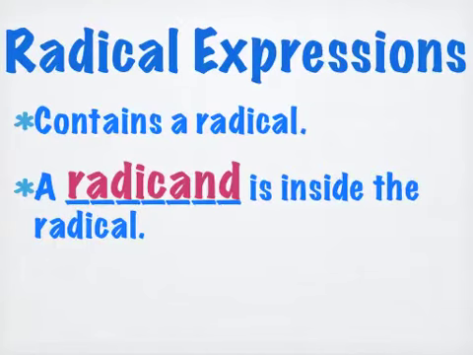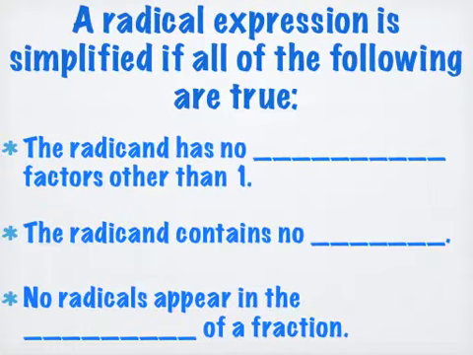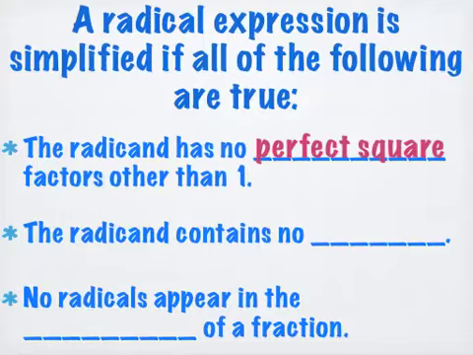So if I was taking the square root of 4, my radicand would be 4 because that is what I'm taking the square root of, and that's what's inside of my radical symbol. A radical expression is simplified if all of the following are true. The first thing that we need to check is that the radicand has no perfect square factors other than 1.